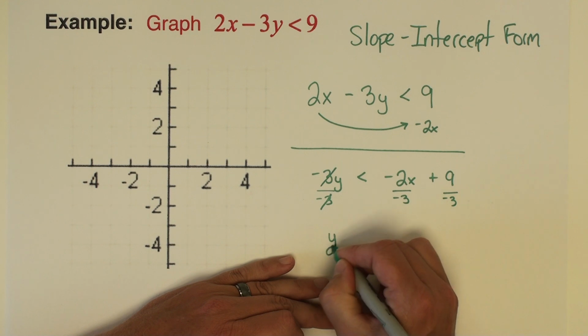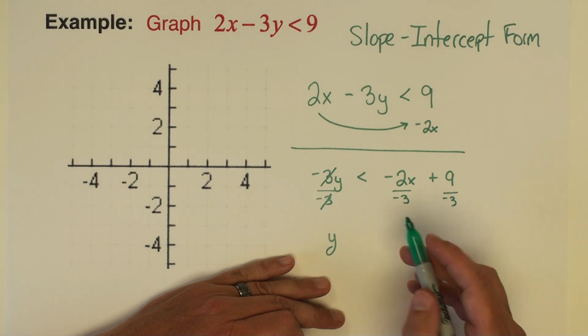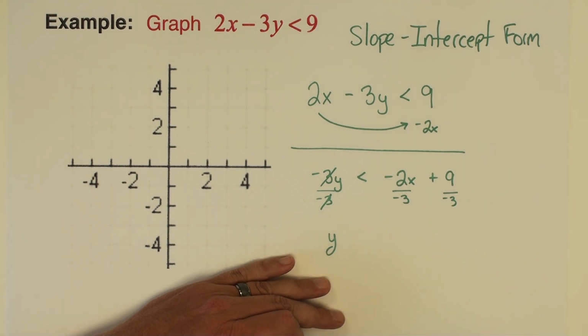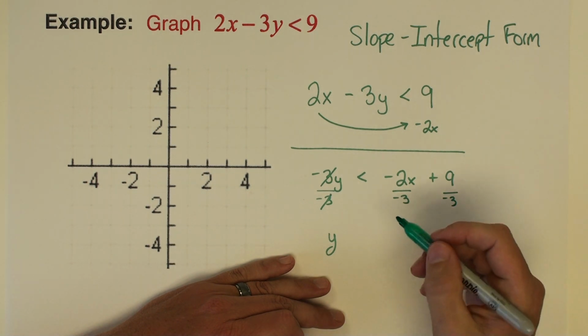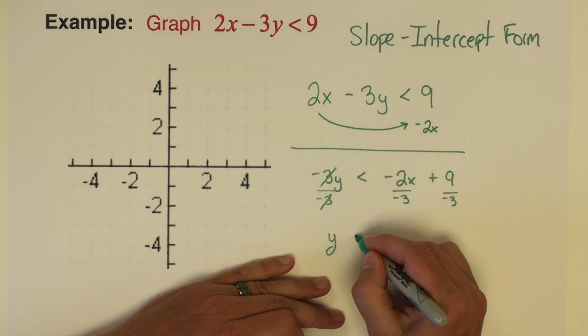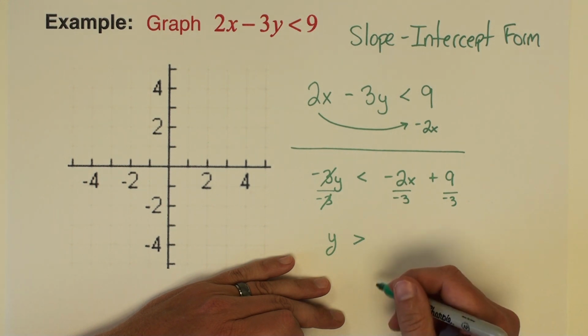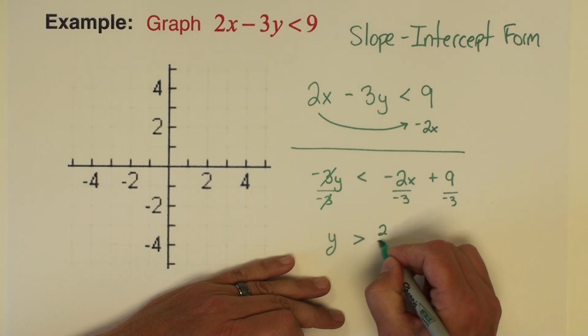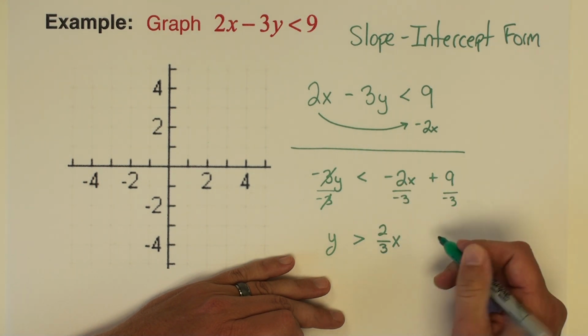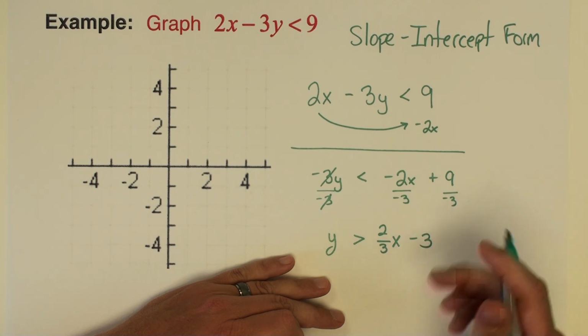So that's going to give me y. Now, I have divided by a negative, so don't forget your rules for division or multiplication by a negative number in regards to inequalities. That's going to change the inequality direction. This will now become 2/3 x minus 3.